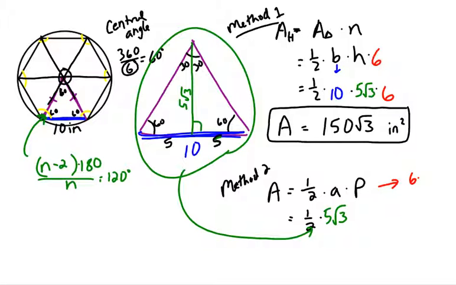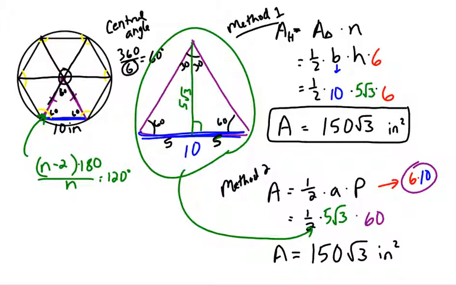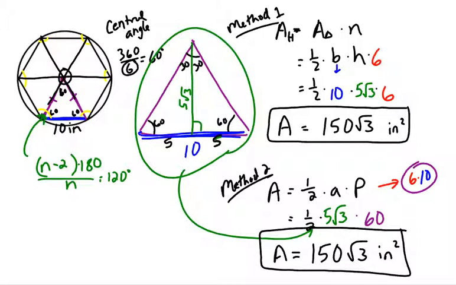I'm going to have to do 6 times the base or side length, which is 10, to give me 60 for my perimeter that I'm going to put right in here. Okay? So 6 times 10 is giving me the 60. Multiply it out. 1/2 times 5 radical 3 times 60 is giving me the same answer of 150 radical 3 square inches. One more time, I don't care which method you use. There are 2 perfectly fine ways of doing the same problem. You are going to use that triangle that you see in there.